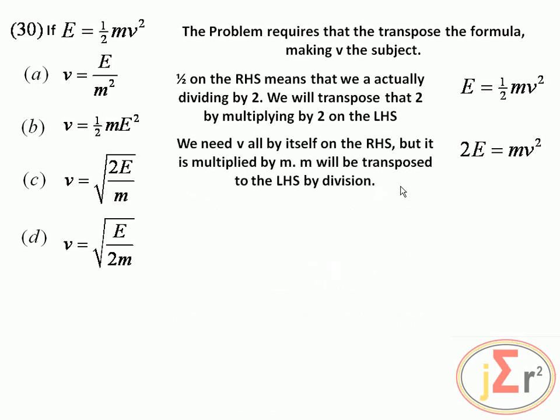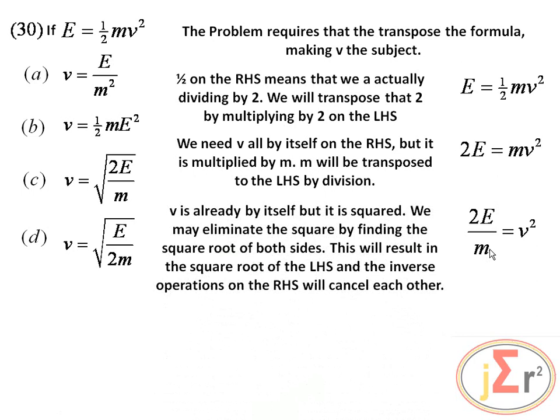We need V all by itself on the right hand side, but it is multiplied by M. M will be transposed to the left hand side by division. So there we have it. We are multiplying by M here. So what do we do? We need to get rid of this M or eliminate this M by dividing by M, because we are multiplying by M. So we divide by M here. So what we are doing is actually dividing by M on both sides. The M's on this side will cancel, and we will have 2E over M as we have it right here.